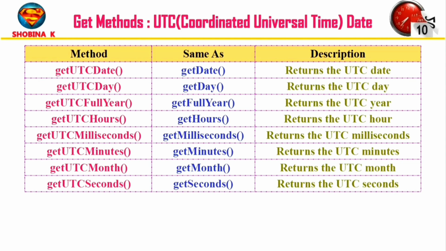getUTCDate will return the day of a month for a specific date. getUTCDay will return the day of a week for a specific date. And next we have getUTCFullYear. This method will return the year for a specific date. getUTCHours will return the hours in a specific date. getUTCMilliseconds will return the milliseconds for a specific date. getUTCMinutes will return the minutes in a specific date. And getUTCMonth will return the month for a specific date. getUTCSeconds will return the seconds in a specific date. And these methods will return all the values according to the universal time.